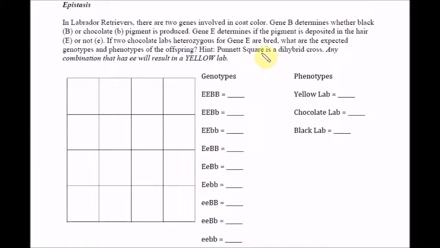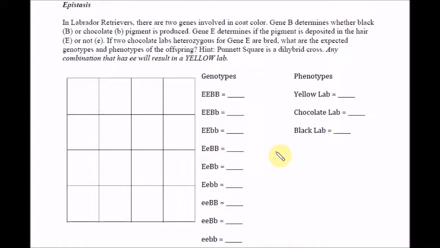So what it tells you is if there are two lowercase e's, any combination that has two lowercase e's, is going to cause yellow lab color, despite what these colors are telling you right here. So the actual problem is if you have two chocolate labs, well, the way that you get chocolate labs is you're going to have two lowercase b's.